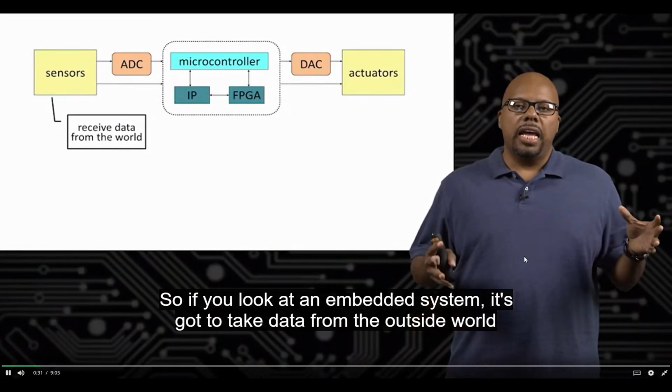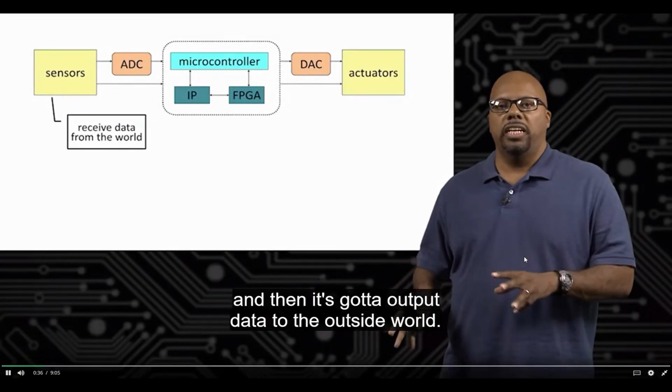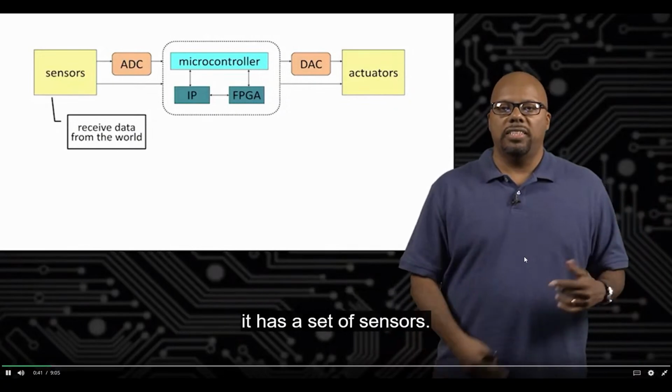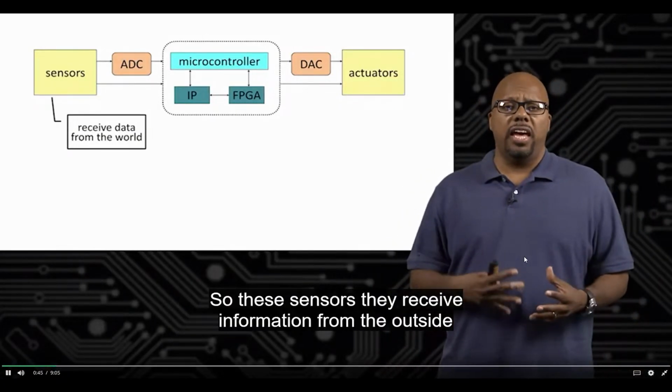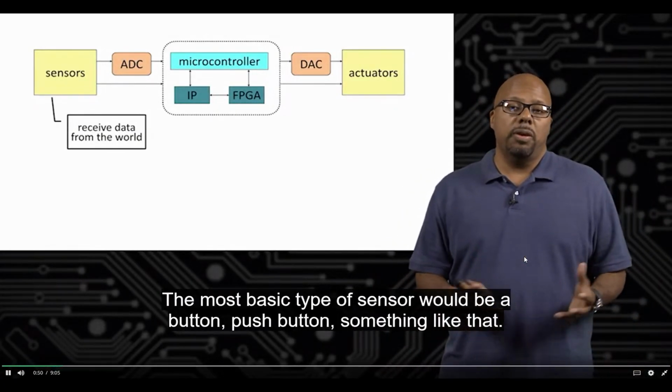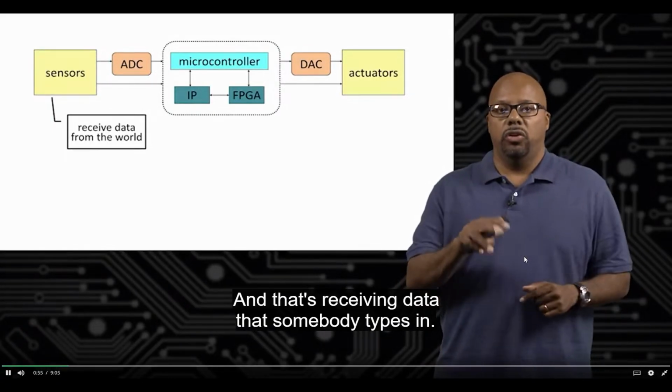If you look at an embedded system, it's got to take data from the outside world, and then it's got to output data to the outside world. First, for receiving data from the outside world, it has a set of sensors. These sensors receive information from the outside in many different ways because there are lots of different types of sensors. The most basic type of sensor would be a push button, and that's receiving data that somebody types in, 0 or 1, it's binary.